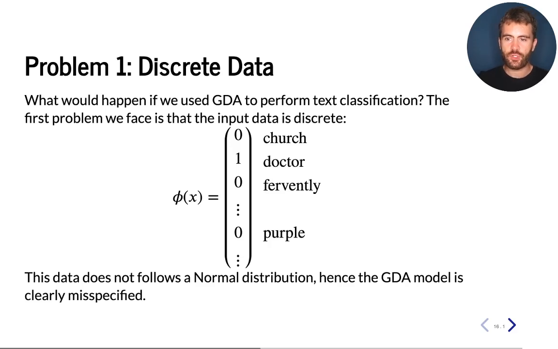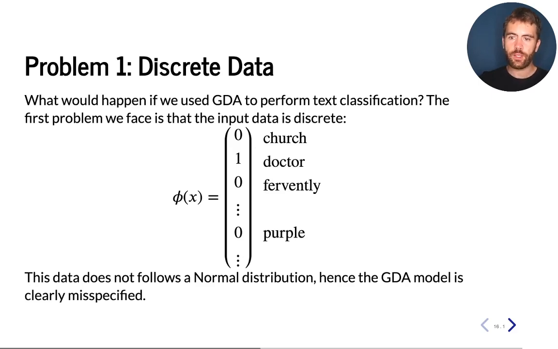And the GDA model uses, it assumes that the data is following a normal distribution. And so clearly this model is misspecified. We saw a similar instance of this problem when we talked about whether we can apply linear regression to a classification problem. In principle, we could fit a Gaussian to this binary data, but it would just be wrong conceptually. It would not be an elegant approach.